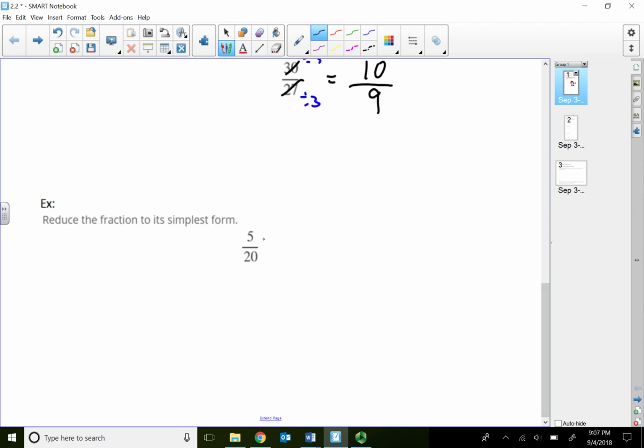All right, reducing 5 over 20. 20 and 5 are both on the multiplication table of 5, so I can reduce them by 5. Divide top and bottom by the same thing. That will give me 1 over 4.